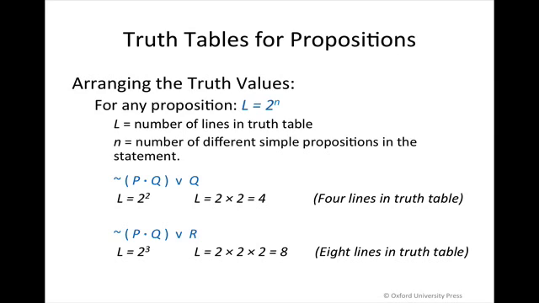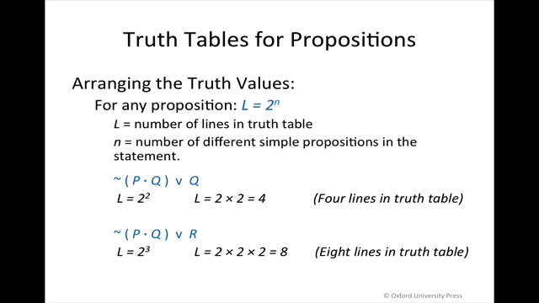2 to the power of 2 means 4 rows in the truth table, or 4 lines. 2 to the power of 3 means 8 lines, and so forth. So what we'll do in each case is this: you start with the leftmost sentence, in this case P, and if there are 4 rows or 4 lines in the truth table, you have 2 true and 2 false, and then Q gets half of that. In other words, you alternate true, false.